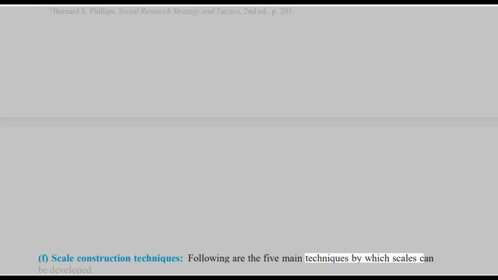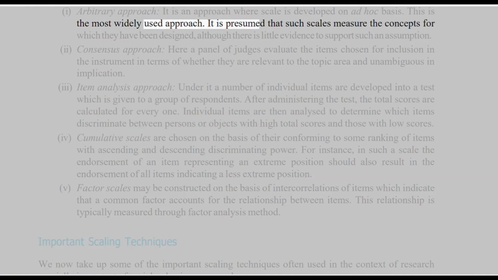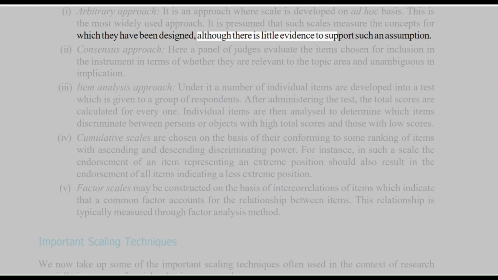3. Bernard S. Phillips, Social Research Strategy and Tactics, 2nd ed., p. 205. F. Scale construction techniques. Following are the 5 main techniques by which scales can be developed. 1. Arbitrary approach. It is an approach where scale is developed on ad hoc basis. This is the most widely used approach. It is presumed that such scales measure the concepts for which they have been designated. Further, there is little evidence to support such an assumption.